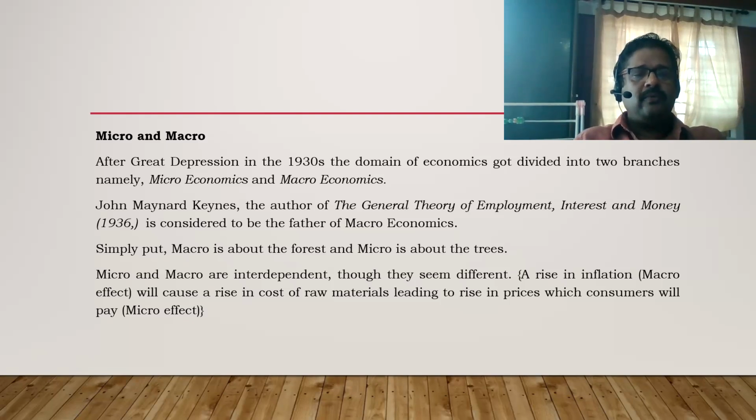So micro means tiny level, and macro means aggregate level or large level. So simply put, macro is about the forest and micro is about the trees. So when we study about each and every tree singly, it is micro. And when we study about the whole forest as a whole, it is macroeconomics. So this is the difference between microeconomics and macroeconomics. Micro approach is a tiny level approach, whereas macro approach is an aggregate level of approach.